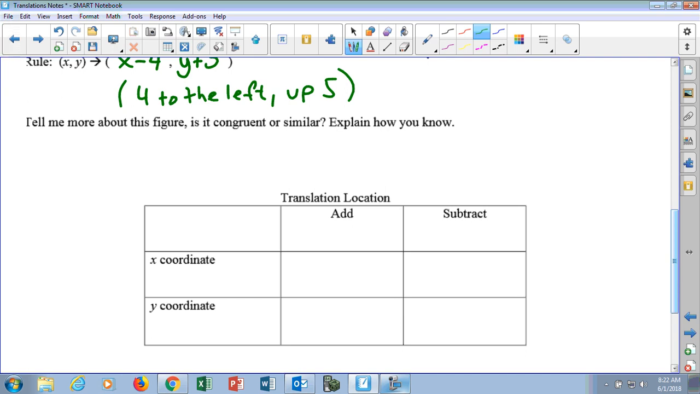So it says, tell me more about this figure. Is it congruent or similar? Explain how you know. What does the word congruent mean? You have an idea? You'll hear a lot of this in 10th grade when you take geometry. You're going to hear this word almost as much as you heard slope this year. The same, equal. Similar doesn't mean equal, right? It means they look the same, but they're not the same, right?